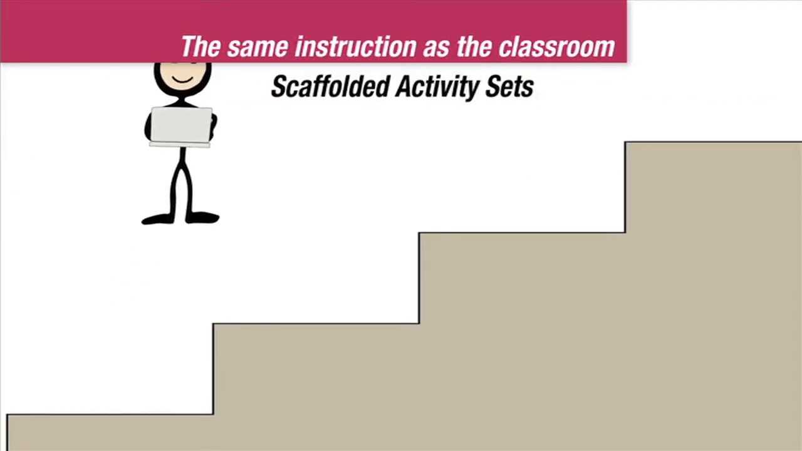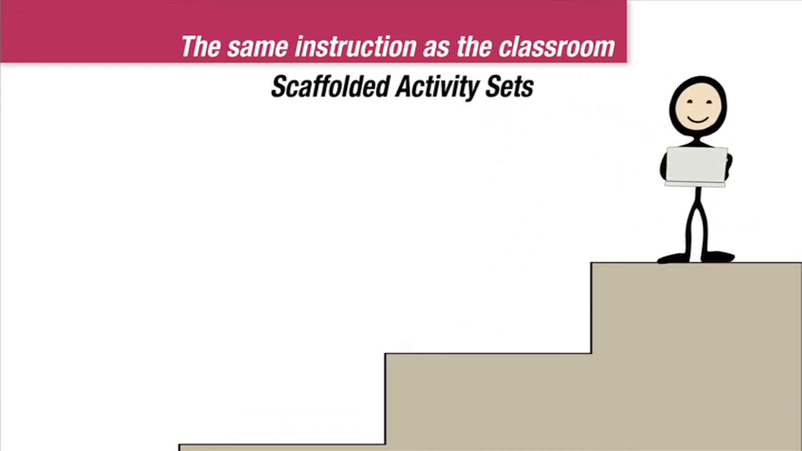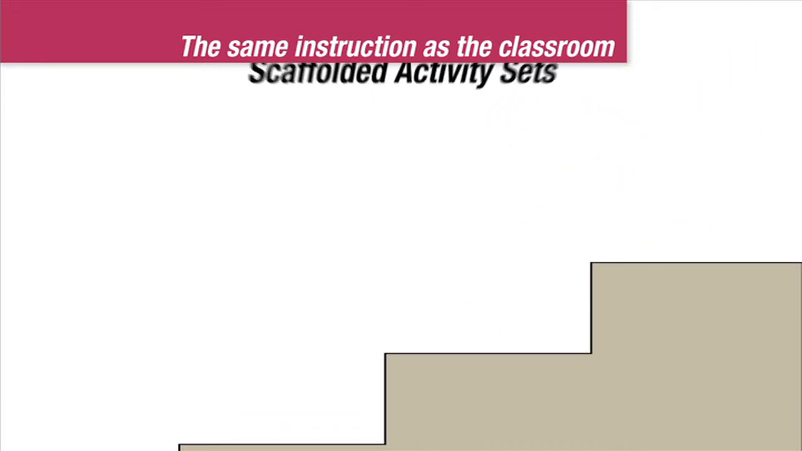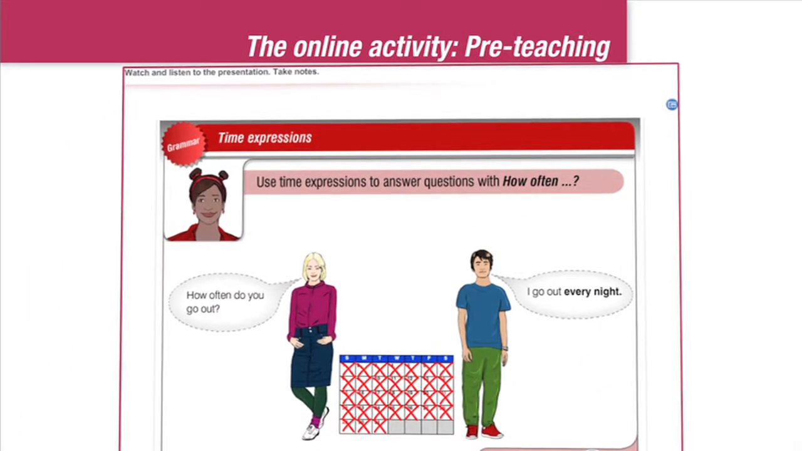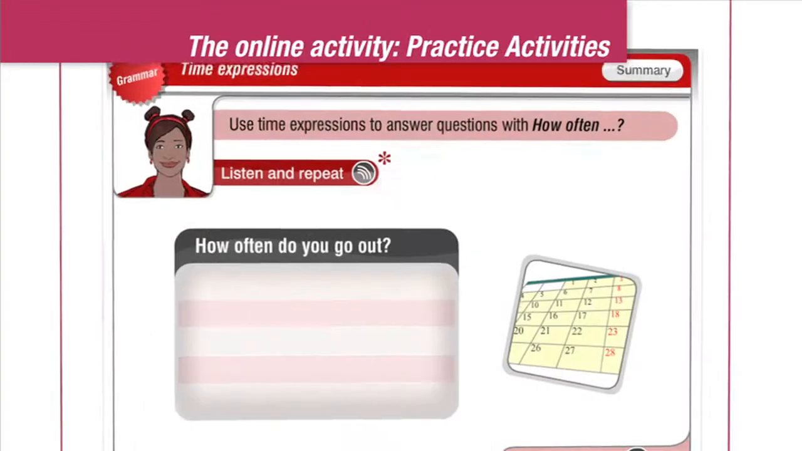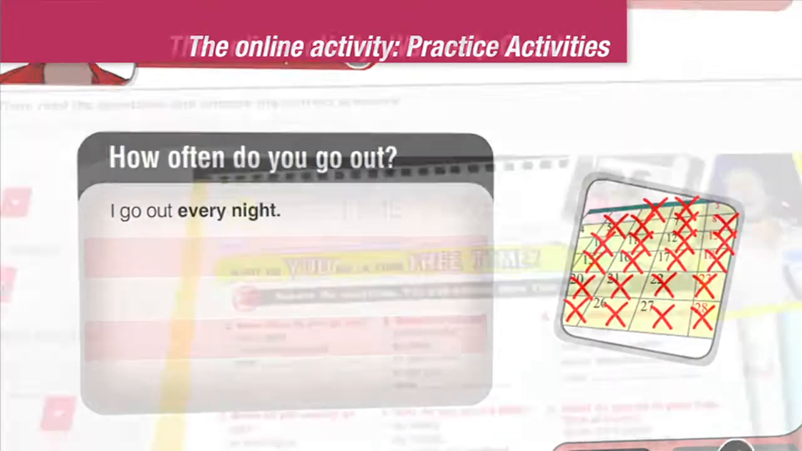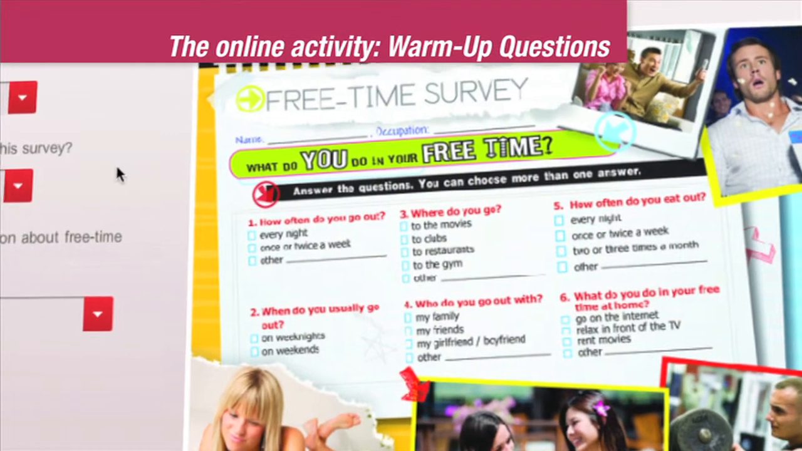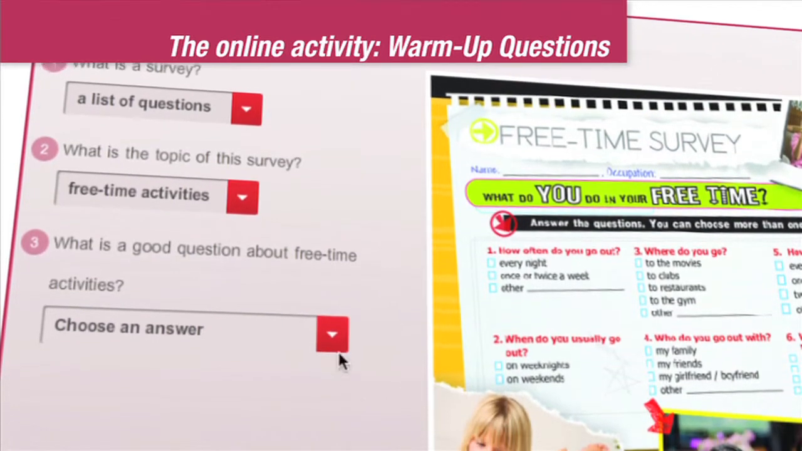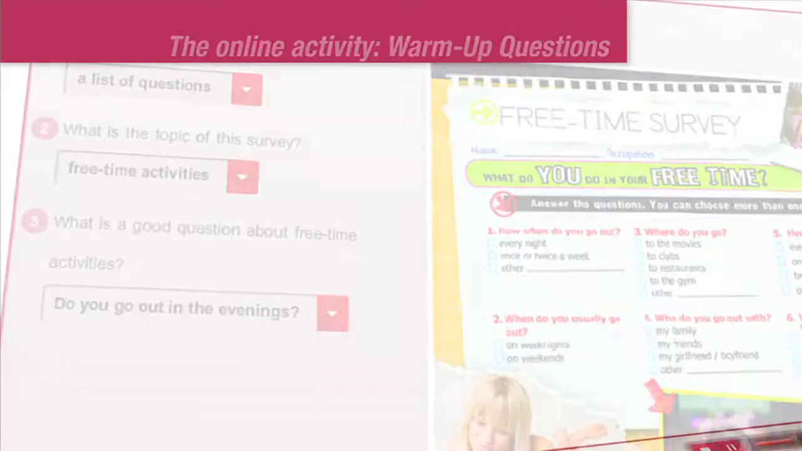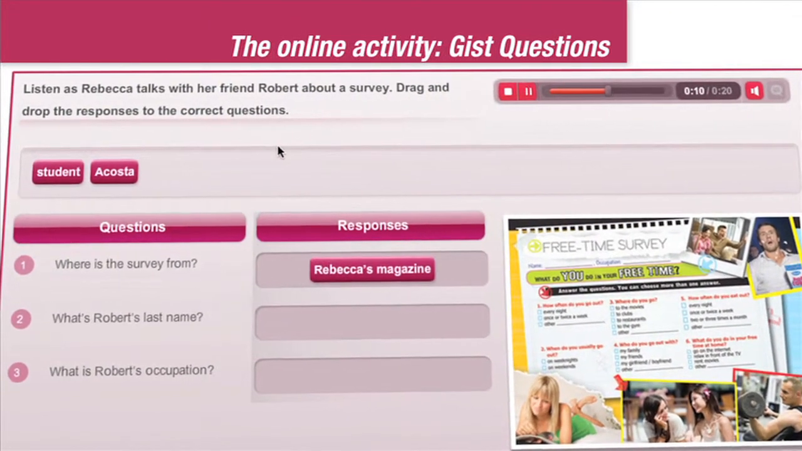Online, Touchstone uses scaffolded activity sets to provide the same instruction and support to help students achieve the learning outcome. The first online activity set pre-teaches the time expressions used in the survey. This is followed by practice activities on time expressions. In the next activity set, students see the survey and are asked warm-up questions to explain what a survey is and to introduce the topic. Then they're asked simple gist questions while listening to the same audio as used in the classroom.